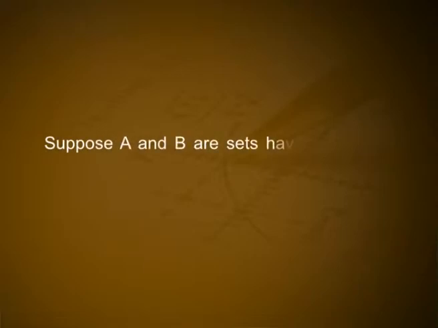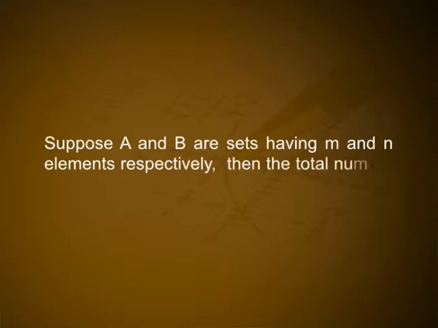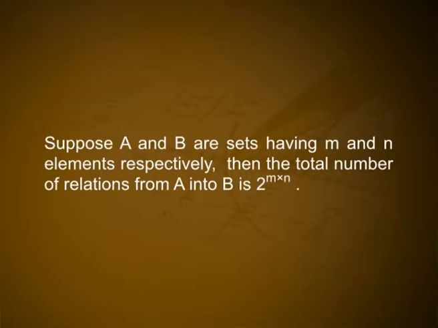Relations for which the domain and codomain coincide have special importance. If R is a relation from A into A, then R is said to be a binary relation on the set A. Most of the relations in real life situations are of this sort. As relations are basically sets, they can be defined in the roster method and in the set builder method. Suppose A and B are sets having m and n elements respectively, then the total number of relations from A into B is 2 raised to m into n.